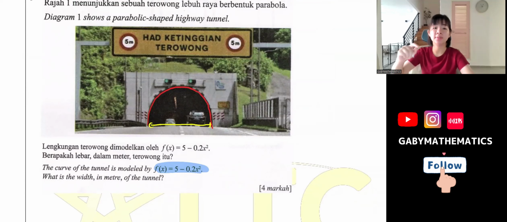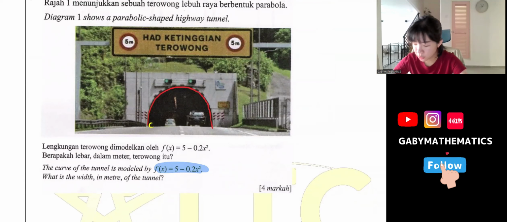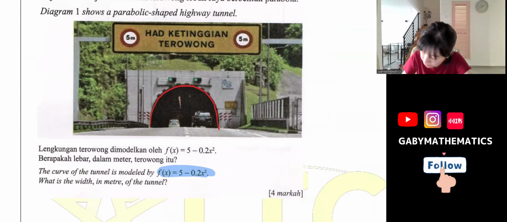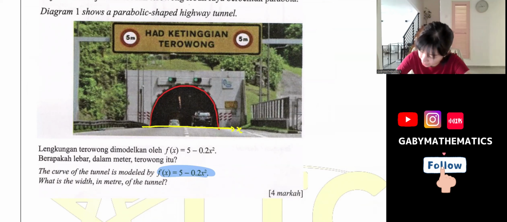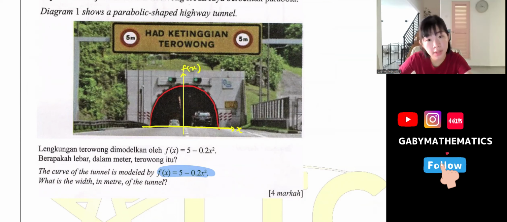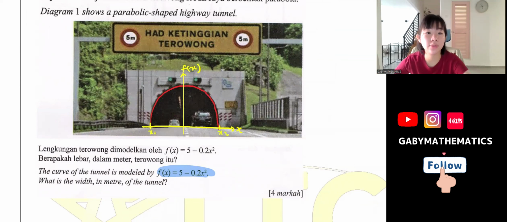Since they model it with a quadratic function, we can draw something on the tunnel. This will be our x-axis, and our f(x), the y-axis, in the middle. If I want to know the width of the tunnel, as long as I can get this x1 and x2, then we will know the width of the tunnel.